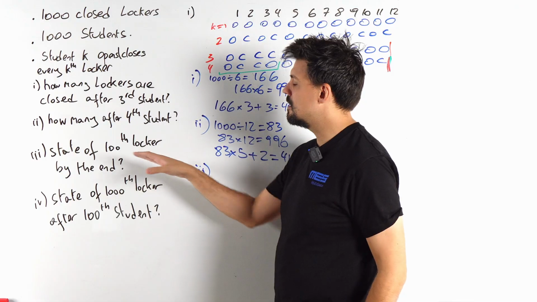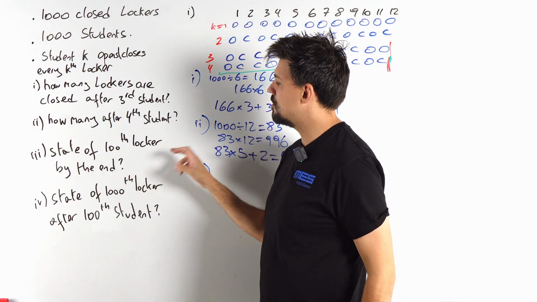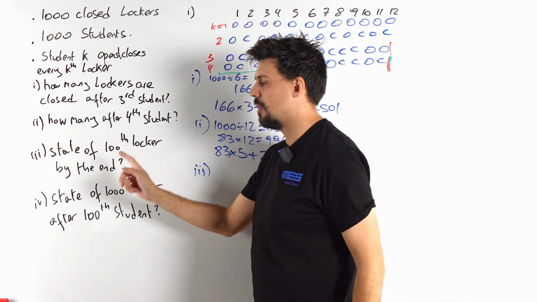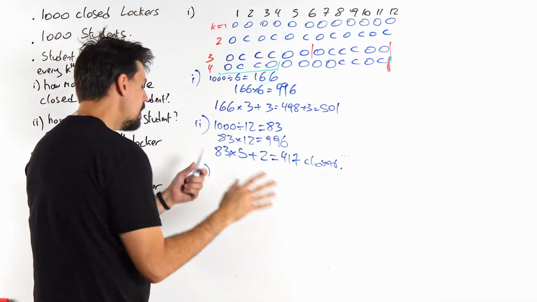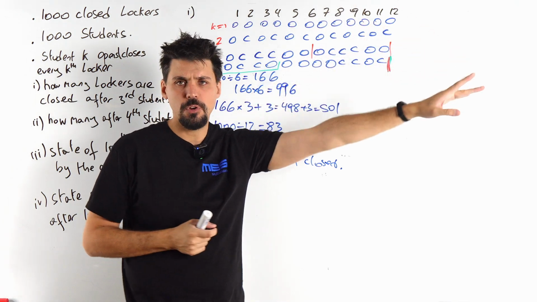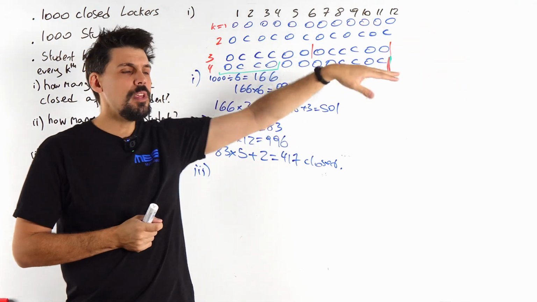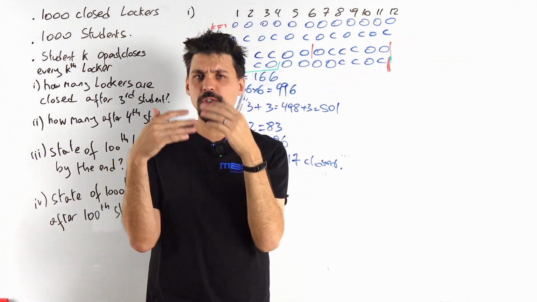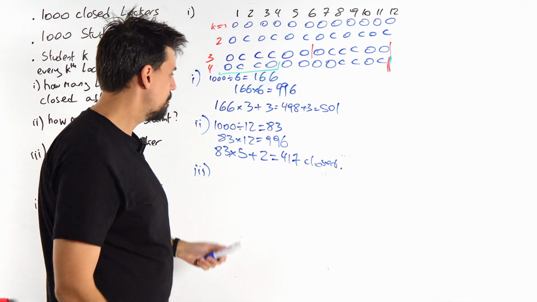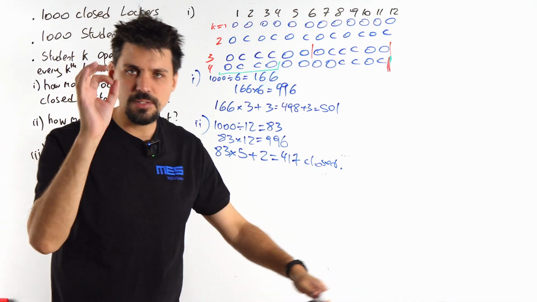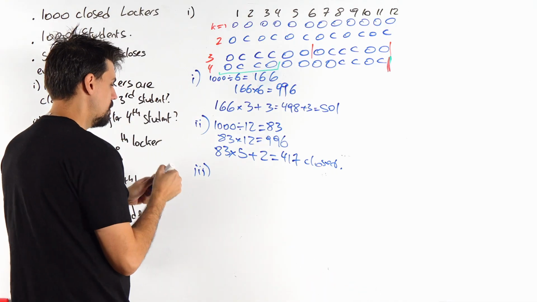We're going to let all 1,000 students go, but we're only going to focus on the 100th locker. And this is actually a little bit easier. So we've got locker 100, right? We're just going to think to ourselves, which students are going to flip that door open and shut? Okay? So it starts closed.